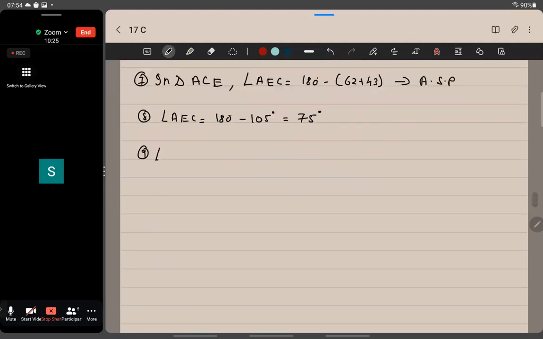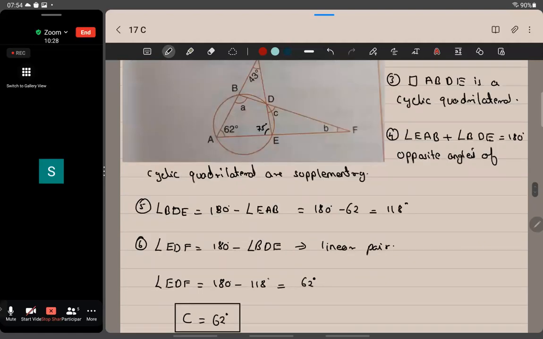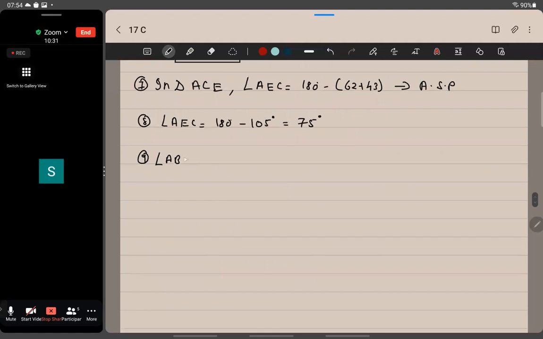Angle ABD plus angle AED is equal to 180 degrees. Reason: opposite angles of a cyclic quadrilateral.